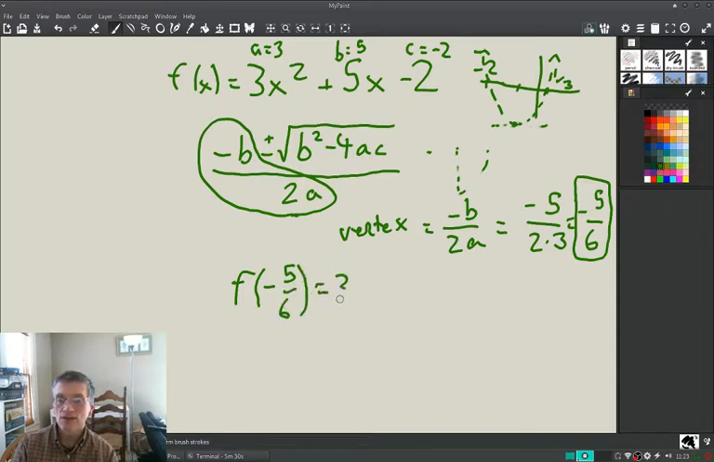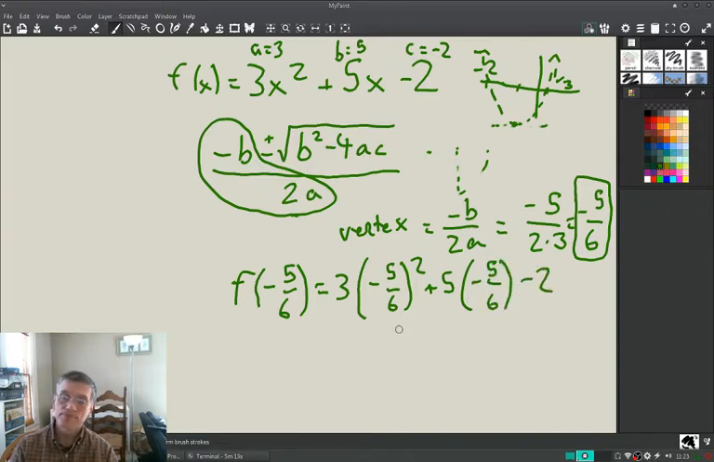Alright, so that's going to be 3. We're just plugging minus 5 over 6 wherever we see x. 3 times minus 5 over 6 squared, plus 5 times minus 5 over 6, minus 2. Okay, remember to square this. So square minus 5 over 6, you'll get 25 over 36. The minus signs go away because it's squared. So it's 3 times 25 over 36. Not a wonderful number, but that's what we got.